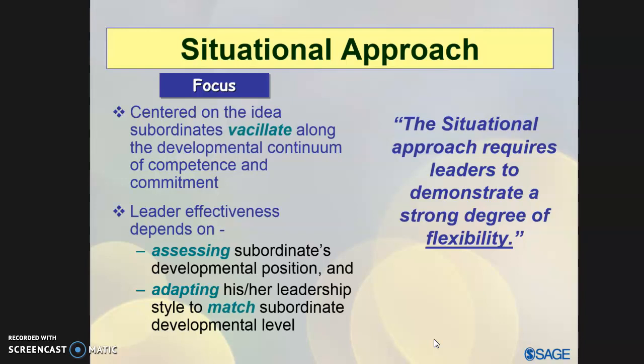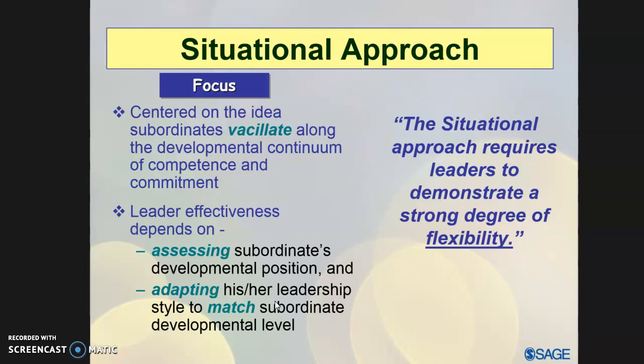Or the company may enter a whole new marketplace that is different from the expertise that you're used to relying on, and you're back to D1 from D4. So the leader has to understand that the situation is always changing. And what the leader has to do is always be assessing the developmental position of the subordinates and then adapting the style to match that level. So the leader can never, ever become an absentee landlord.